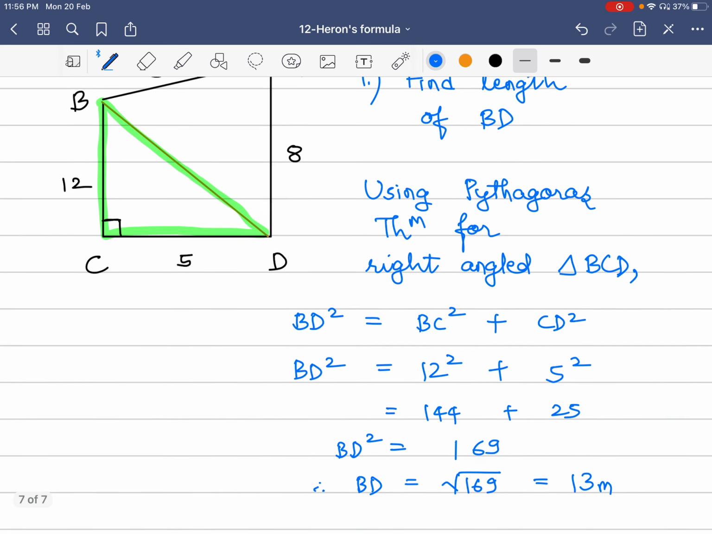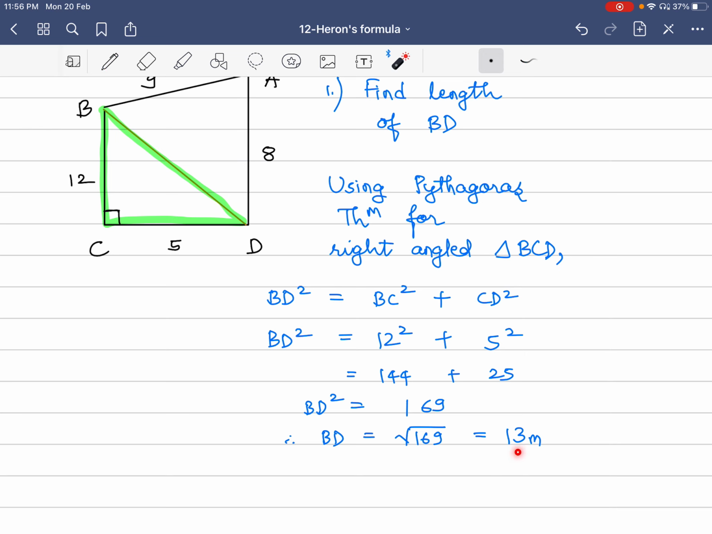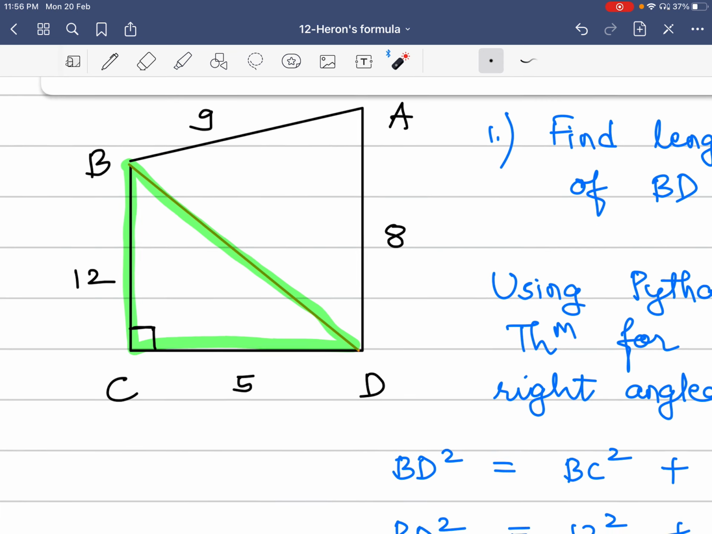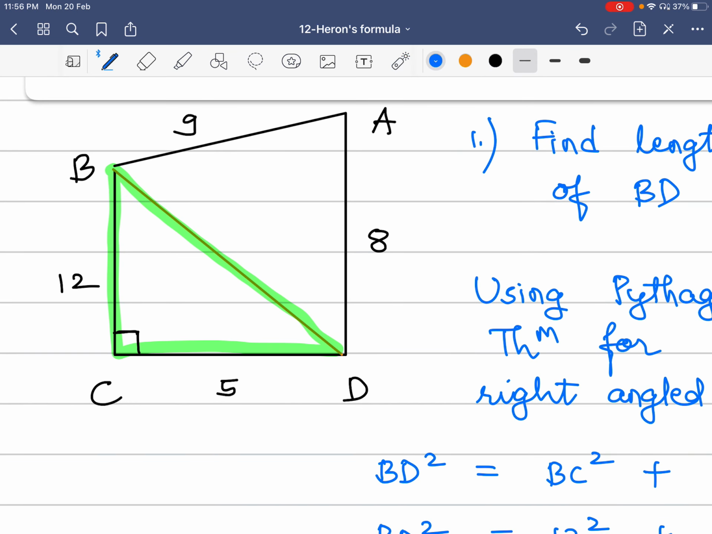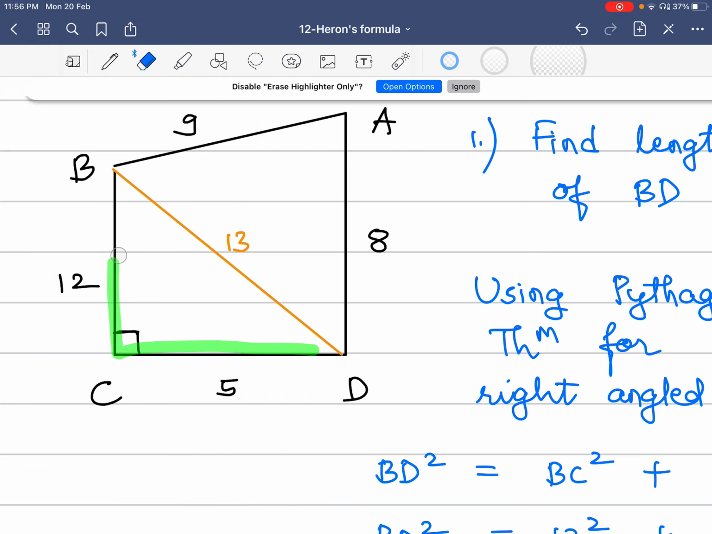So we have found out the length of BD. Here it is. BD is 13 meters. So let's zoom in here and note down the length of BD. I'm going to write it here, 13 meters as the length of BD. Let's try to erase this highlighted thing.